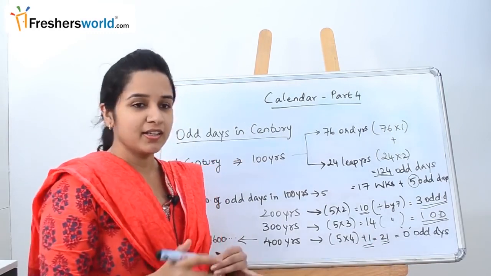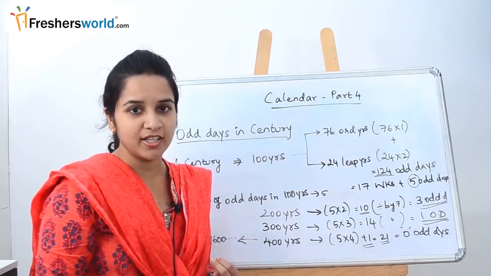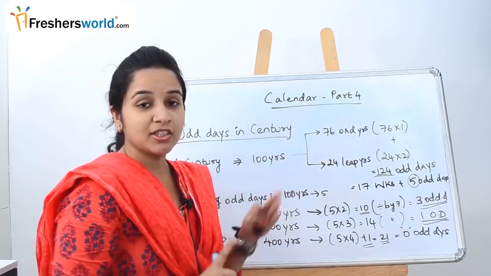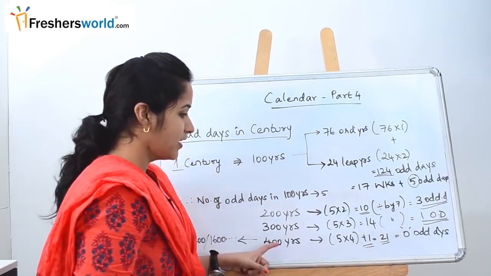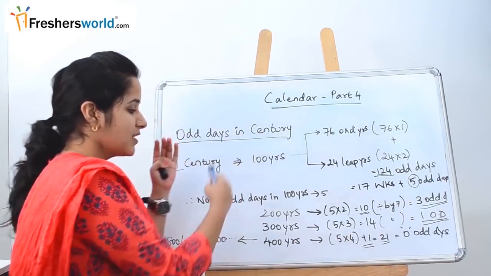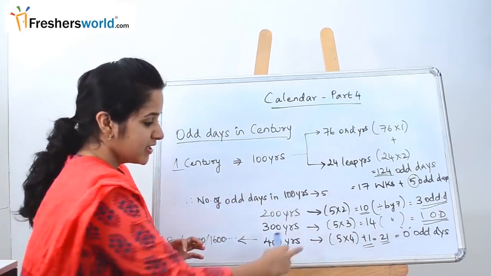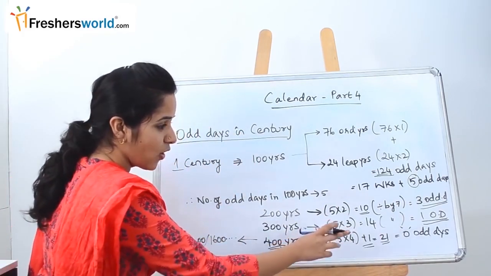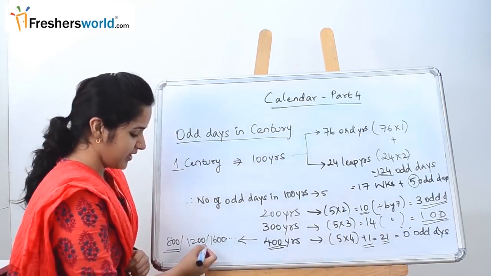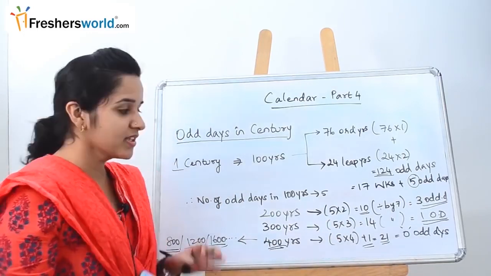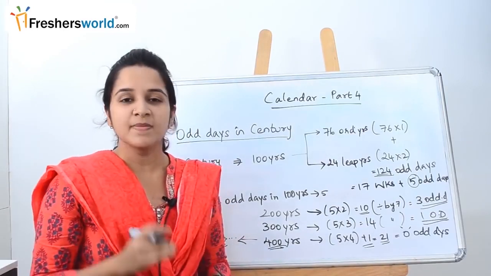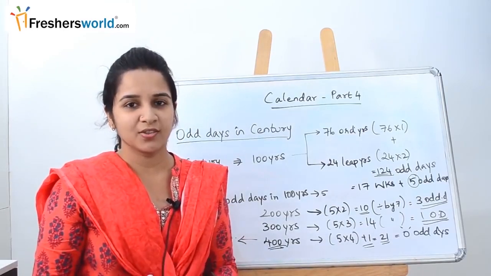So it's clear that in 100 years we have 5 odd days, in 200 years 3 odd days, in 300 years 1 odd day, and in 400 years 0 odd days. This whole pattern will be repeated. This 0 odd days for 400 years will be repeated for the 800th year, 1200th year, 1600 and so on. For every 400 years, there will always be 0 odd days. Let's solve a couple of problems to understand this concept better.